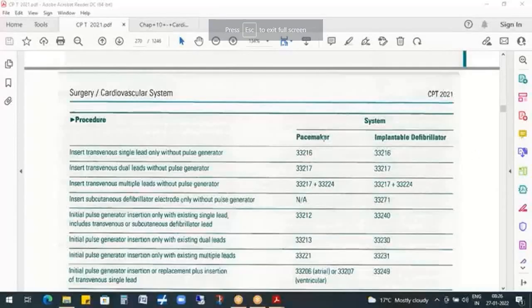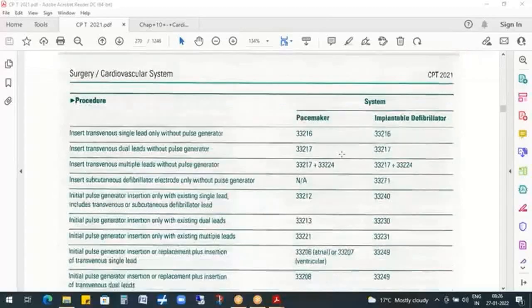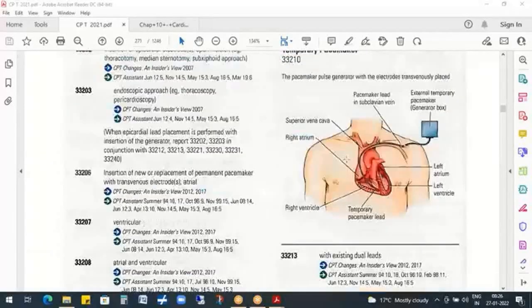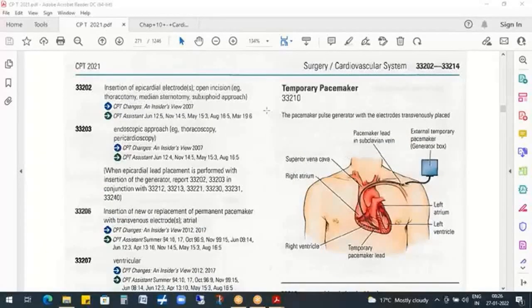There are two approaches of leads. One is transvenous, and the other one, what did I say? Epicardial. Only two codes are there in the CPT book for epicardial: 33202 and 33203. You can mark it as epicardial and follow the parenthetical notes. 202 and 203 are for epicardial placement. Understood now what the codes are used for transvenous and epicardial placement?